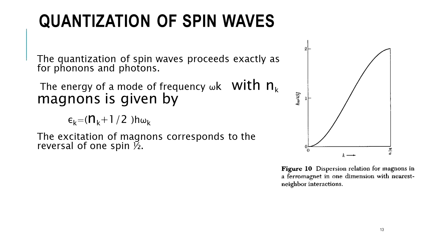Just like phonons, the quantization of spin waves will result in energy in this format, that is, energy Ek equal to (nk plus half) into h cross omega, where nk is the number of magnons. The excitation of magnons corresponds to the reversal of one spin. So that's what we consider here. So this is the dispersion relation for magnons.